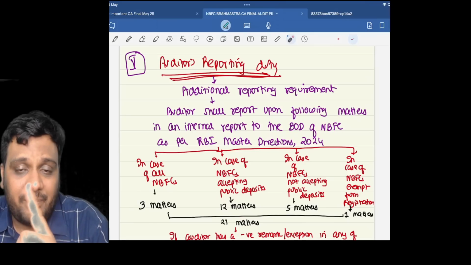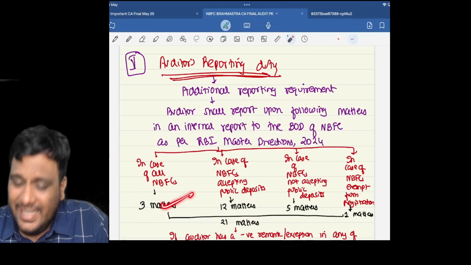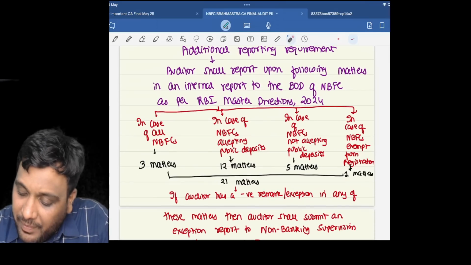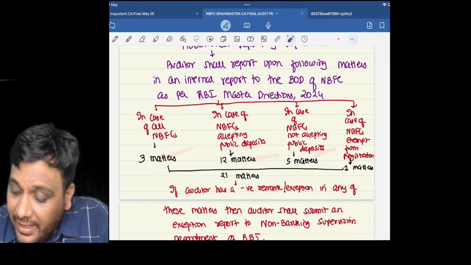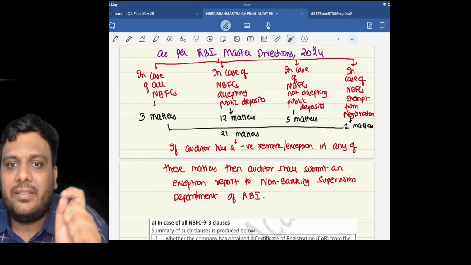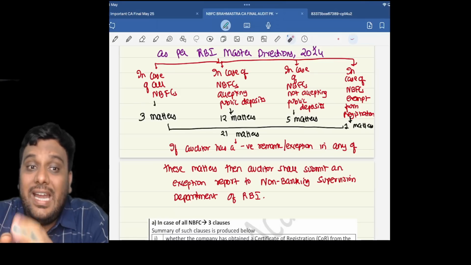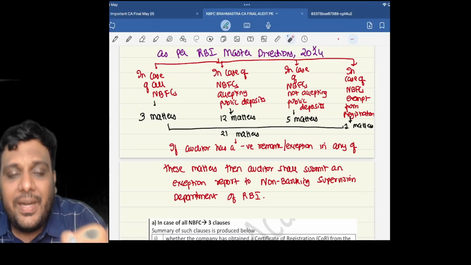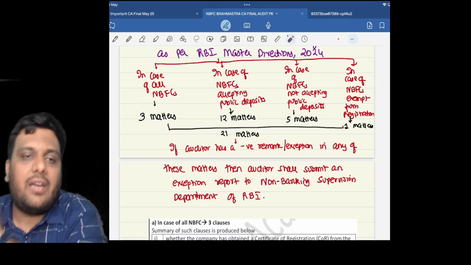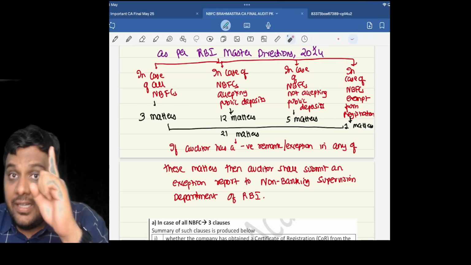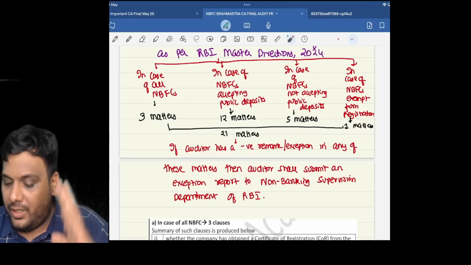However, special adjustment. This is an internal report to the board of directors. However, in any of these matters, if there is a negative remark, that means there is an exception in any of these matters, then you will have to send a separate report to Department of Non-Banking Supervision of RBI. Please remember this. This is a very special adjustment. Now listen to me very carefully.